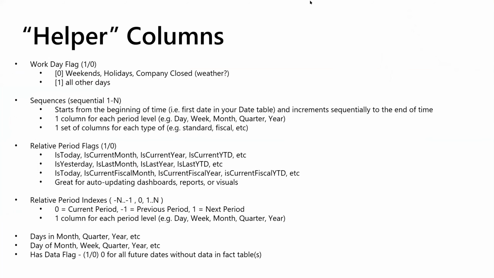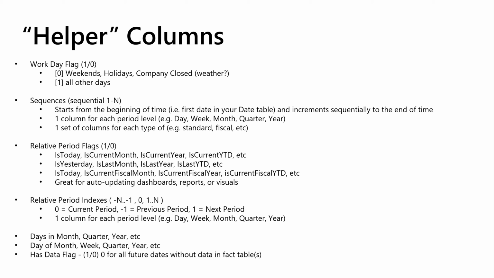Okay, helper columns, right? And this is just an example. You'll probably have a lot more, but you can have all sorts of things, like whether or not the date was a work day. So holidays, weekends, just depending on what industry you're in. Sequences, right? So from the beginning of time. So not just what month of the year is it, but what month of all the months in the date table is it? And this will allow you to do things like rolling period calculations that jump calendar boundaries.